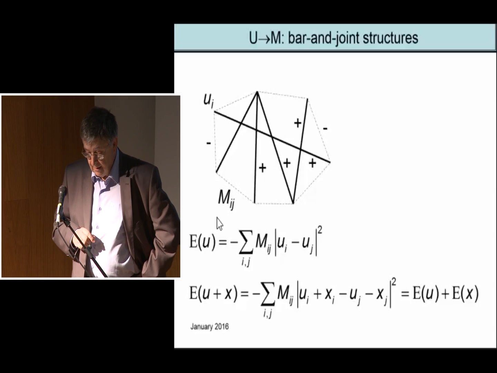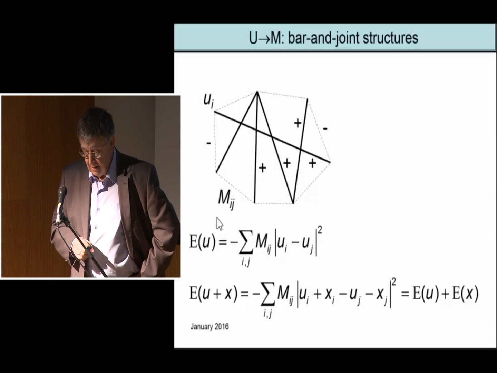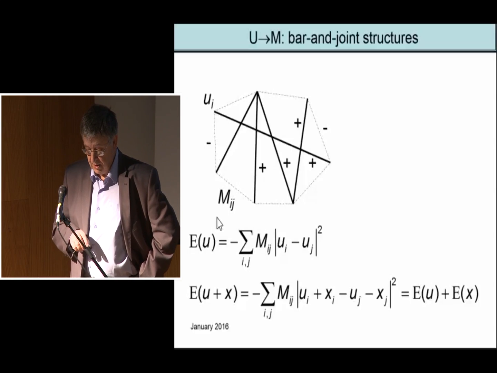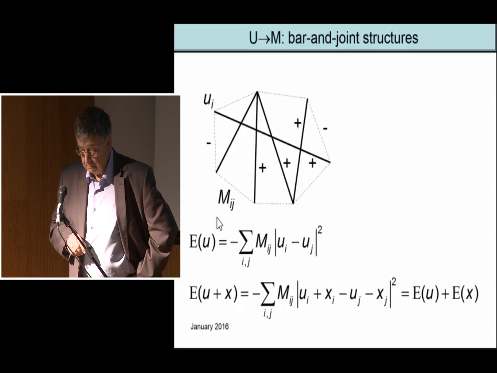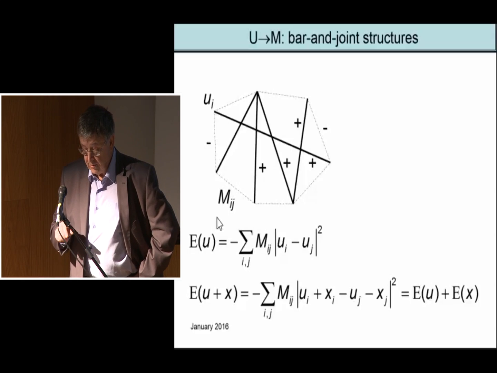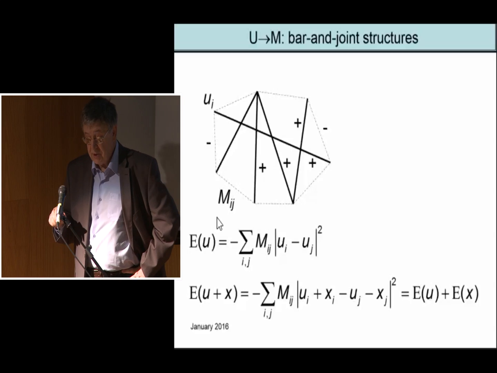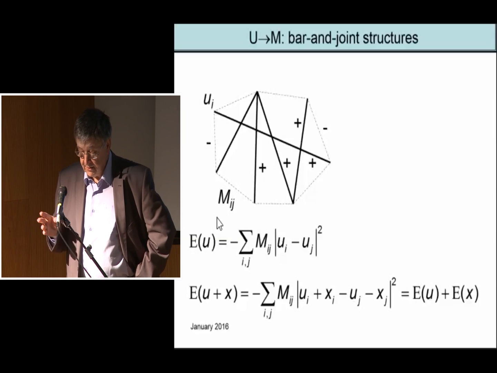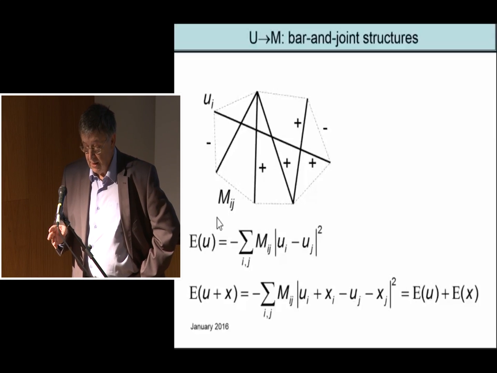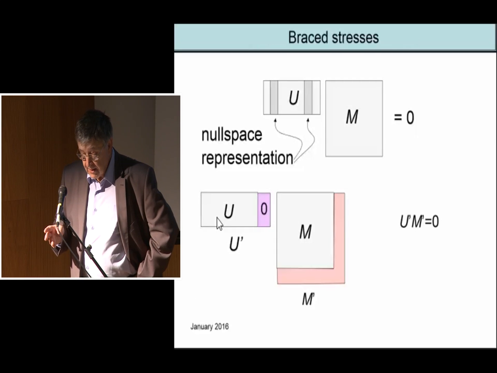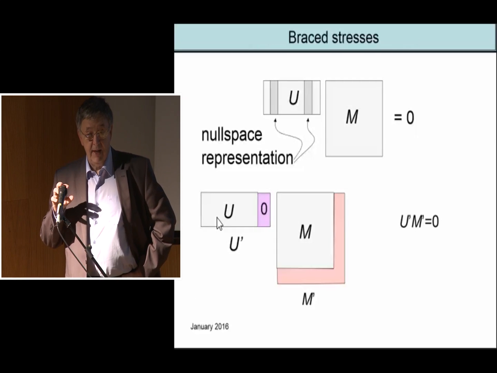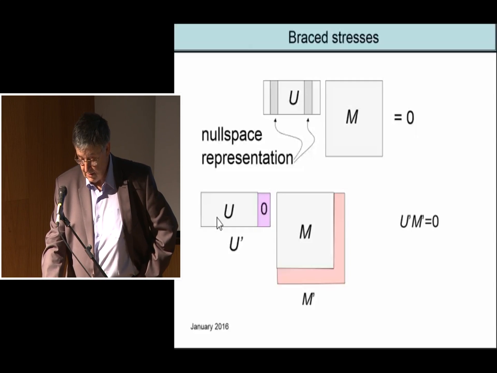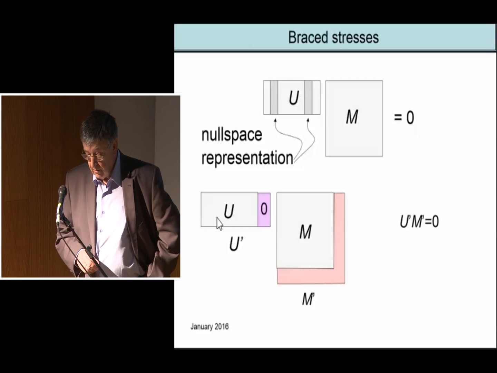Then, just expanding the expression and using that u is an equilibrium, the original position is in equilibrium, you see that the energy of the original is just increased by the energy that would be assigned to these x_i's. So if the matrix is positive semi-definite, this means that the energy is increasing, and that means that it's in a stable equilibrium. So this positive semi-definiteness corresponds to stability of this equilibrium.